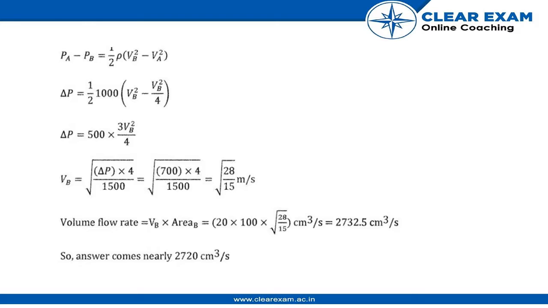So by that, we will get the volume flow rate. How we will get the volume flow rate is equal to VB cross area of B. So by putting all the values we have taken, we will get the volume flow rate, that is 2732.5 centimeter cube per second. So the answer is nearest to 2720 centimeter cube per second. So the correct option is 2720 centimeter cube per second.